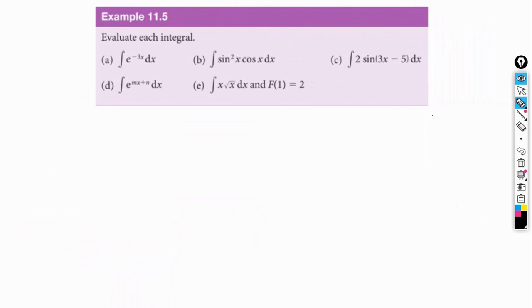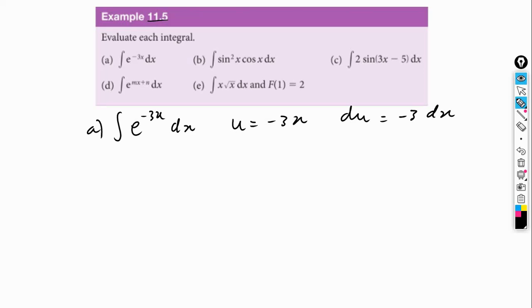Very well, so now we are in example 11.5, and it's a very similar example where they ask us to evaluate each integral, and we're going to have to use u substitution. So letter A is very similar to the previous one we did, and it's the integration of Euler's number to the power of minus 3x dx. So we say, okay, let's make u negative 3x, therefore the derivative of u is going to be negative 3 dx. Again, we don't have negative 3 dx, so we're going to have to put negative 3 here, and then multiply by negative 1/3.